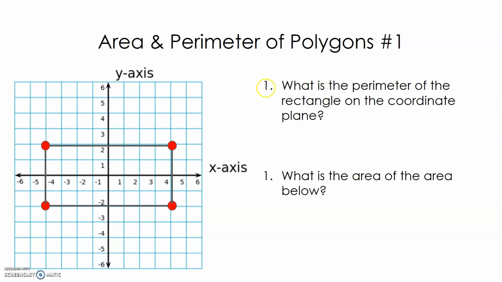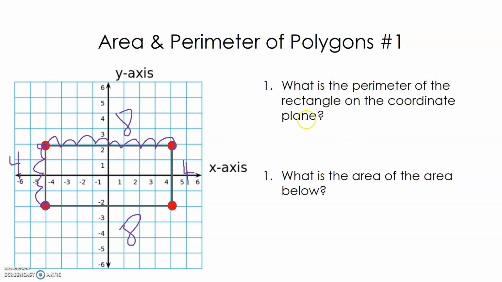So, area and perimeter of a polygon. Question 1 says, what is the perimeter of the rectangle on the coordinate plane? If I look at this endpoint and calculate the distance, you can count your steps, 2, 3, 4, and find the distance that way, or you can use the algorithm. I will just count my steps for time's sake. Since that is 4, the parallel side is also 4. I'm also going to count the top, 3, 4, 5, 6, 7, 8. So its parallel side is also 8.